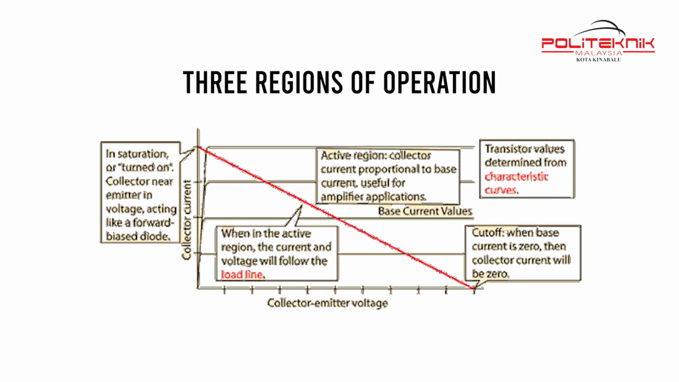Cut off. The amplifier is basically off. There is voltage but little current. Both junctions reverse biased. Saturation. The amplifier is full on. There is little voltage but lots of current. Both junctions forward biased.